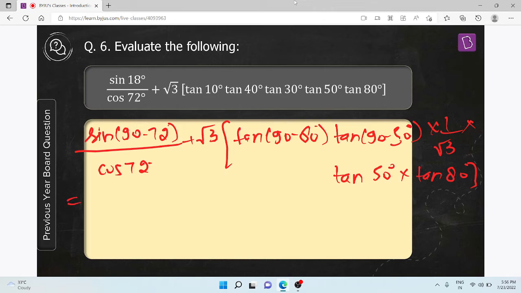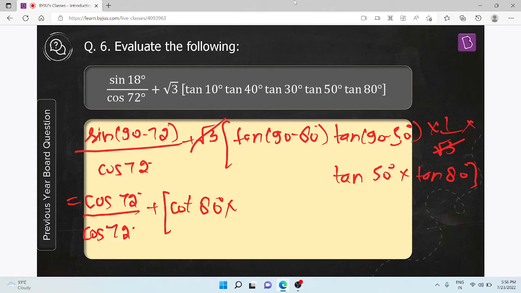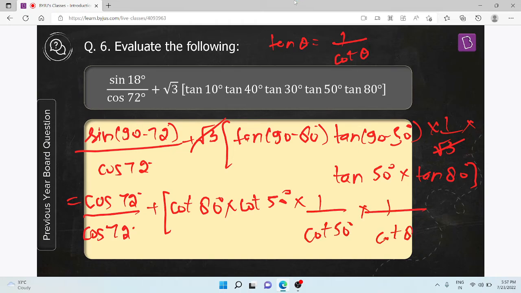Now, sin (90 minus theta) is cos theta, so it will be cos 72 by cos 72, plus root 3 is cancelled by root 3. Tan (90 minus theta) is cot, so cot 80 degrees. Tan (90 minus 50) is cot 50 by complementary ratios. Then we know that tan theta is always equal to 1 by cot theta because they are reciprocal to each other. Tan 50 means 1 by cot 50. Tan 80 means 1 by cot 80.